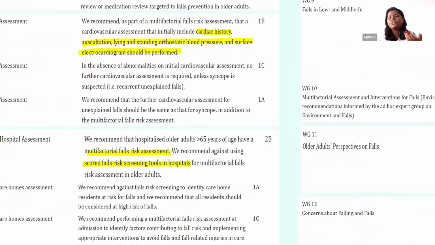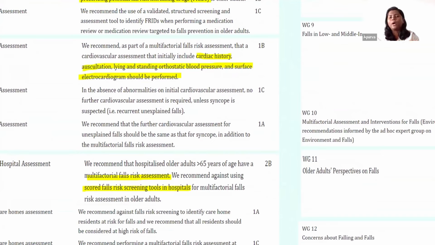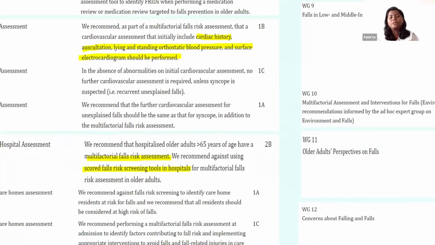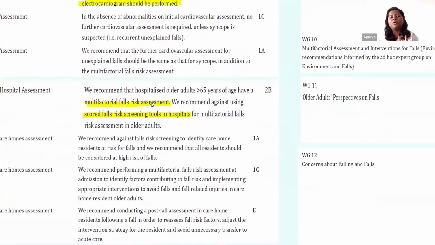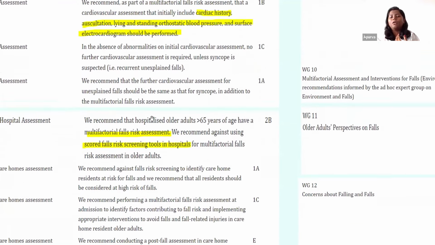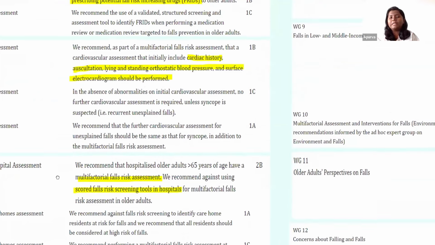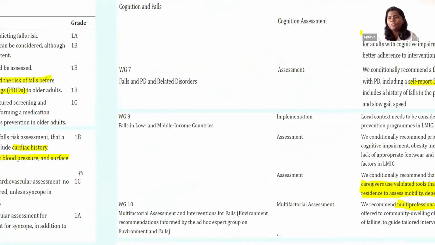We also need a detailed cardiac history, noting the blood pressure while the patient is supine and then standing to rule out any orthostatic hypotension, or an ECG if possible. Your multifactorial risk assessment should also include a detailed cardiovascular history.